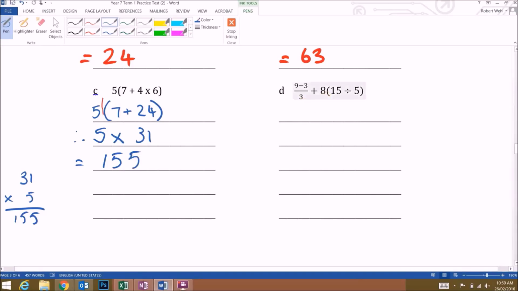Okay, over here. Okay, so first here, there's a few things. Firstly, brackets need to be done first, so let's go with that.